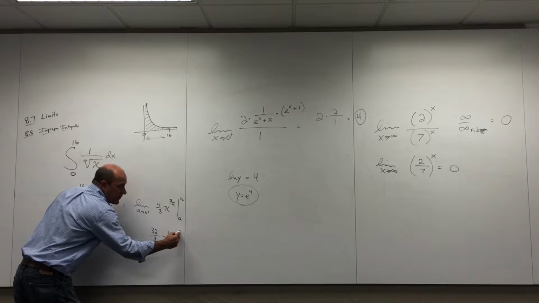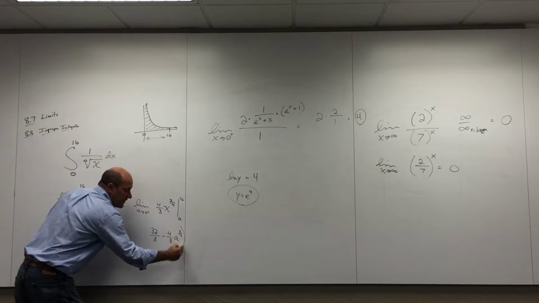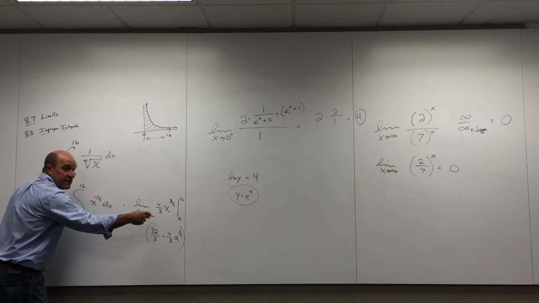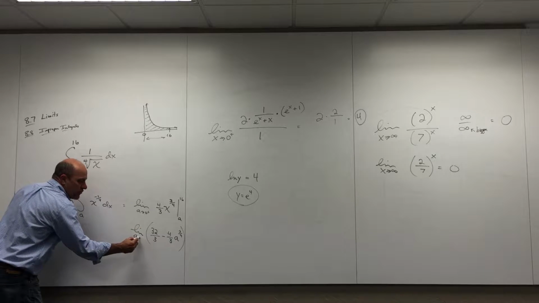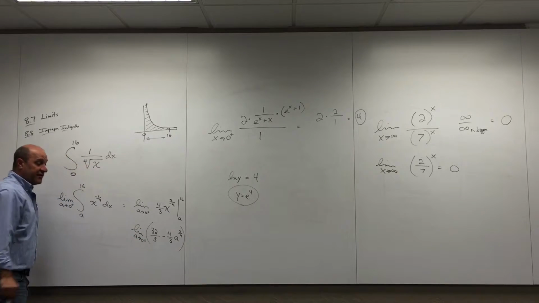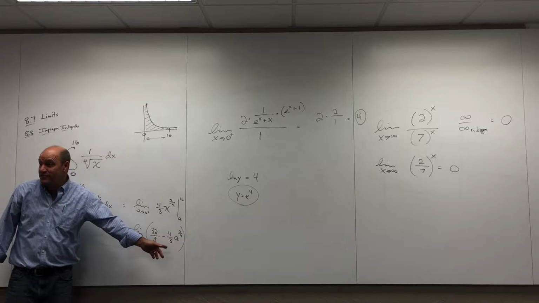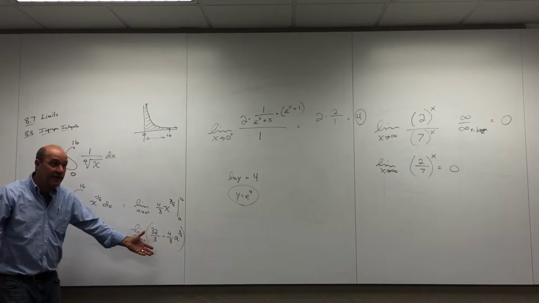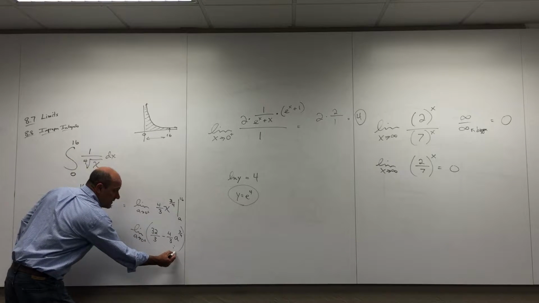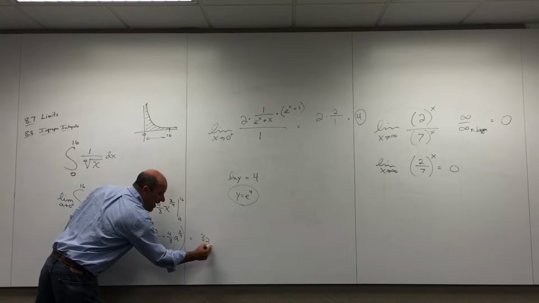A to the 3/4. So there's my answer, you guys. Now what do I got to do with it? Take the limit as A approaches 0 from the right. That's actually very easy. If A approaches 0, I guess it's 0. And the answer is 32/3. Awesome.